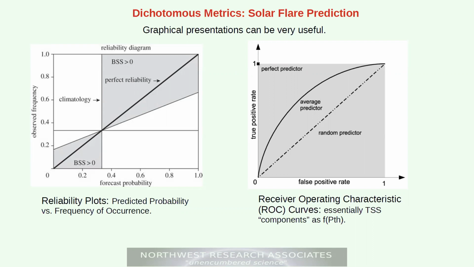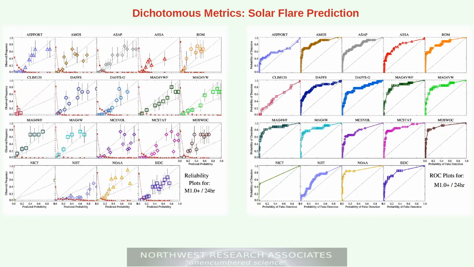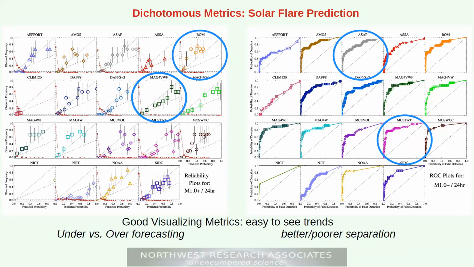Essentially that's taking the different components that went into this true skill statistic and looking at how they vary with that probability threshold change. And again, how things perform on these curves can be a really nice way to intuitively get information about how a system is performing. So this confusogram is all of these operational flare forecasting methodologies put onto these kinds of graphs. On the left-hand side are the reliability plots, and on the right-hand side are these ROC curves for 19 different methods.